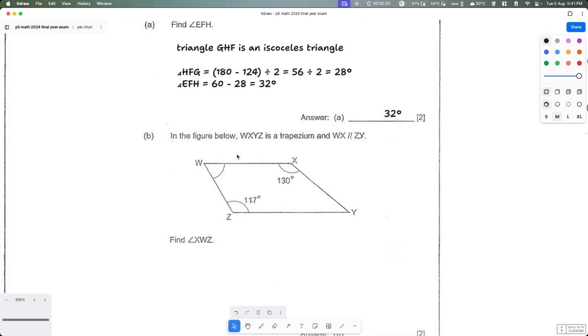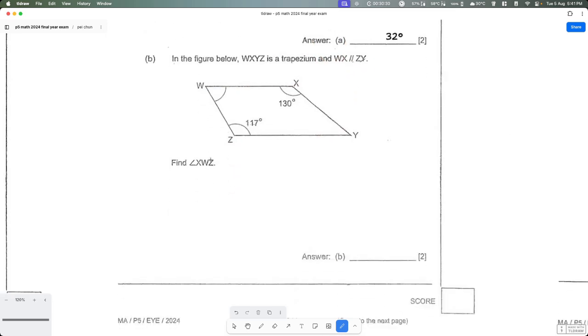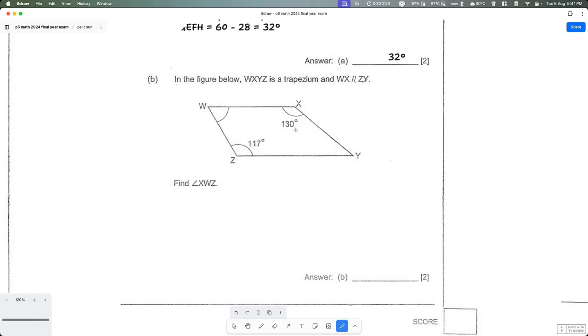In the figure below, WXYZ is a trapezium and WX is equal to ZY, parallel. Find angle XWZ. So this one and this one. In this case, it's pretty straightforward. Angle, I'm just going to put equal to 180 minus 117.